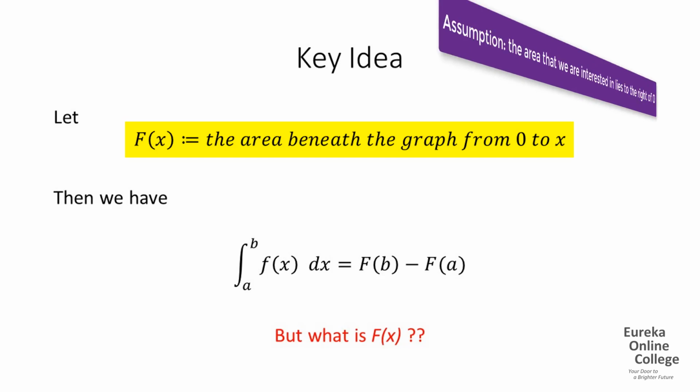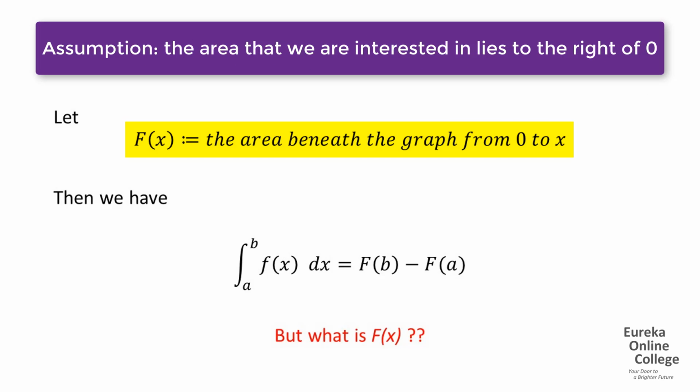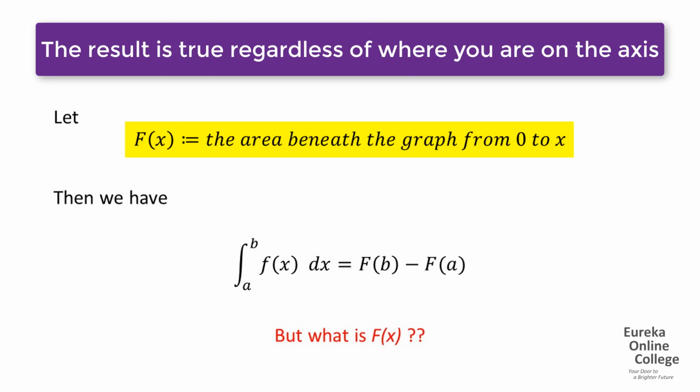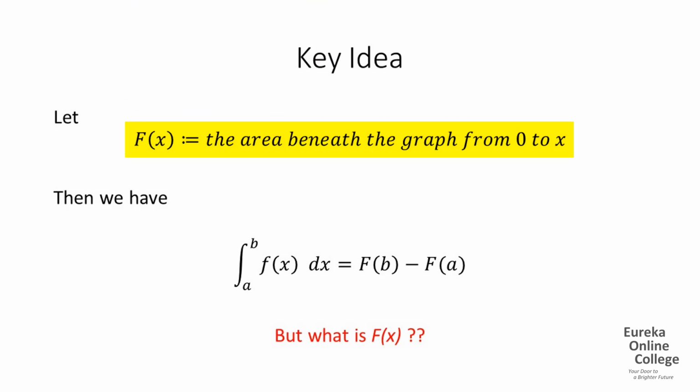Again, we've got another little assumption coming in here, that the area we're interested in lies to the right of 0. That just makes our pictures a little bit easier to draw and visualize. There isn't really any real reason for that, and certainly the result is true, obviously, regardless of where you are on the axes. But again, for the purposes of the picture, we're just going to define big F of x to be the area beneath the graph from 0 to x. We'll actually see that the 0 is completely irrelevant.